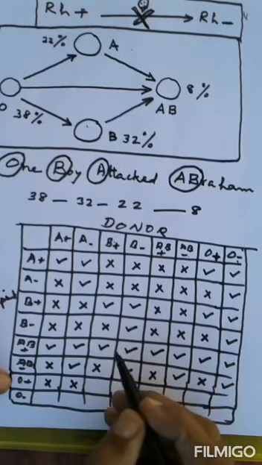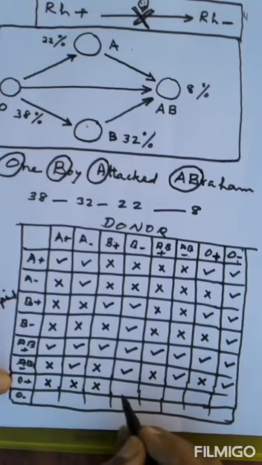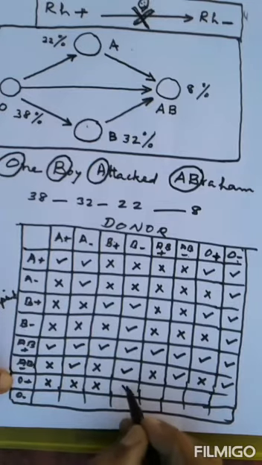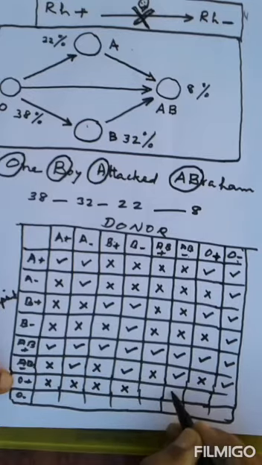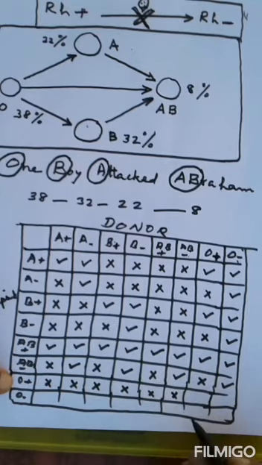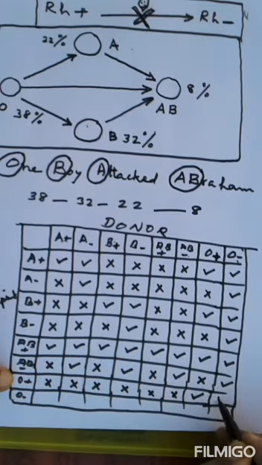B plus to O plus, also reverse. B minus to O, B to O is not allowed. AB to O, reverse direction, not possible. This is also not possible. O plus to O plus, it is same blood, possible. O negative to O positive, also possible.